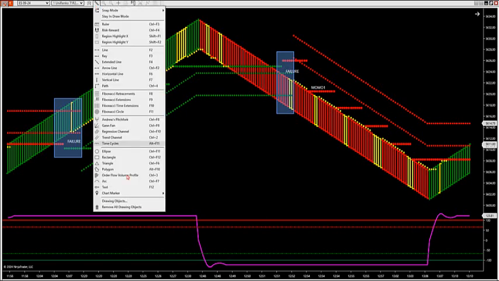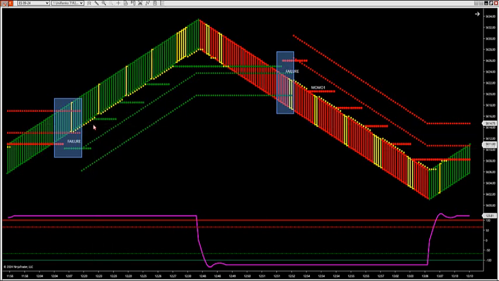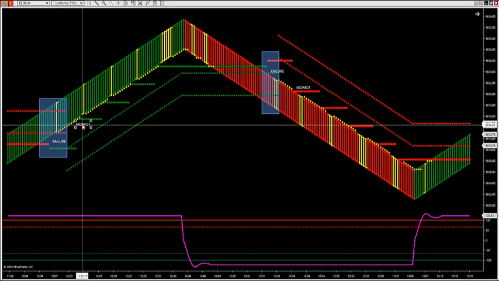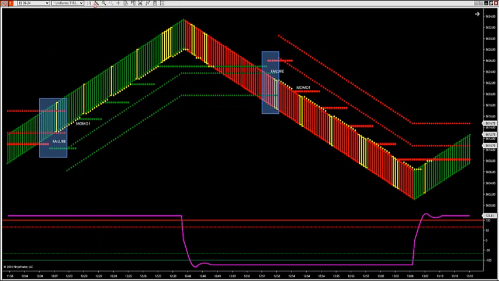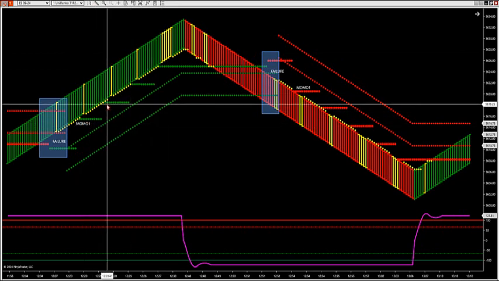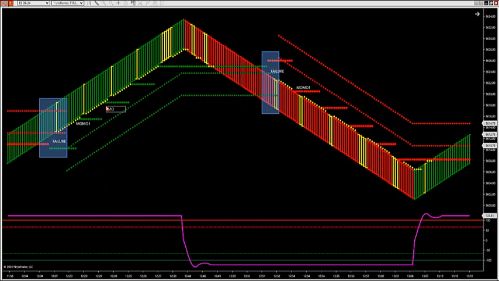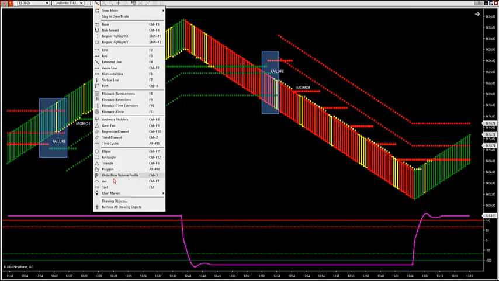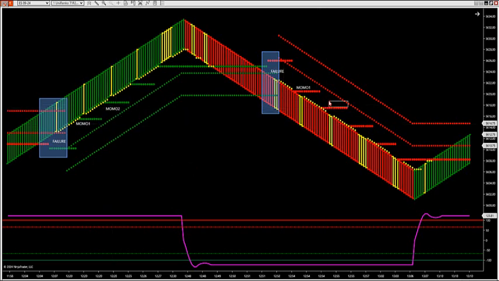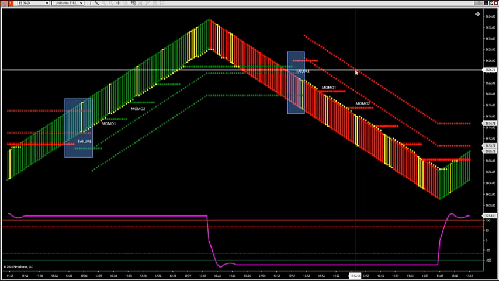There's your failure. The best trade to take after a failure or a V top, V bottom is Momo 1. There's your Momo 1. Now, you can take up to Momo 2, like I said. The more Momos you take after a failure trade in V top, V bottom, your risk goes up. Your risk substantially goes up because the move's already in place. But you can take all the way up to Momo 2.